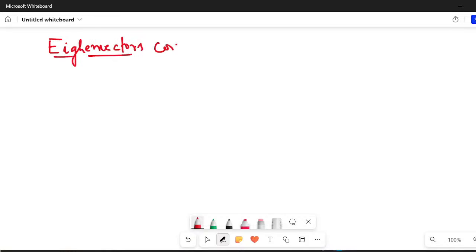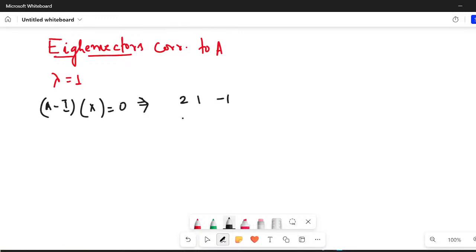Eigenvectors corresponding to A. So if I want to find the eigenvector corresponding to lambda equal to 1 at first, it is (A minus I) times the matrix X equal to 0, right? And what will I get from here? I will simply get 2, 1, minus 1, 2, 1, minus 1. This is something that we've already evaluated, so I'm directly writing it: 2, 1, minus 1. And then this was x1, x2, x3.